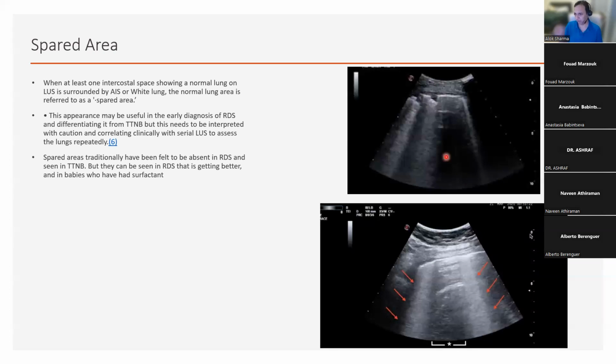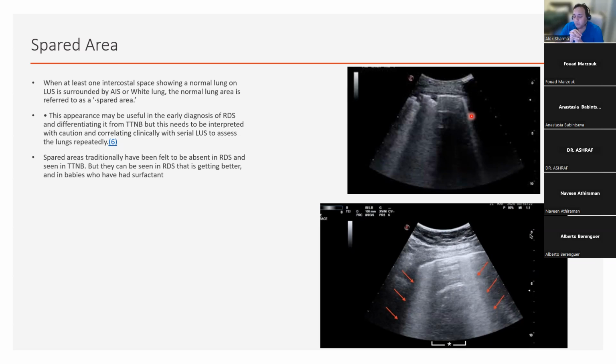It's really important that you serially scan and you look at the clinical course of the baby. So if the baby after 4 hours has this appearance with double lung points and is clinically improving with a reducing FiO2 and normal gases, then provided there are no other features of consolidation or infection, spared areas are usually a feature of a transitioning lung or transient tachypnea of the newborn, as opposed to RDS, where you will tend to have uniform lung disease prior to giving surfactant. This is really, really important.